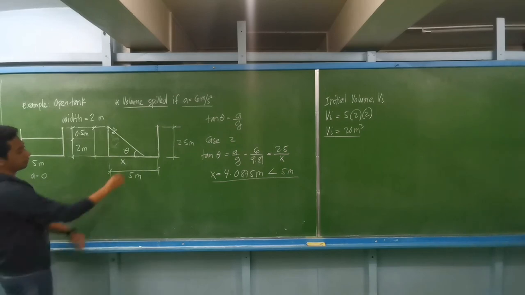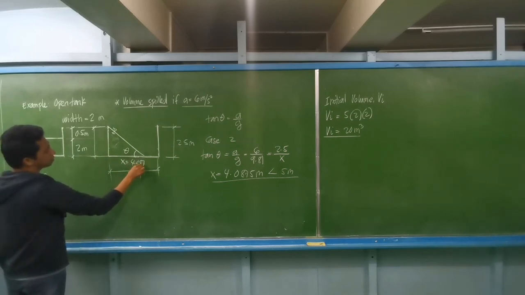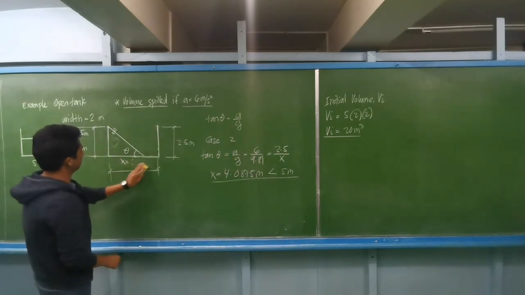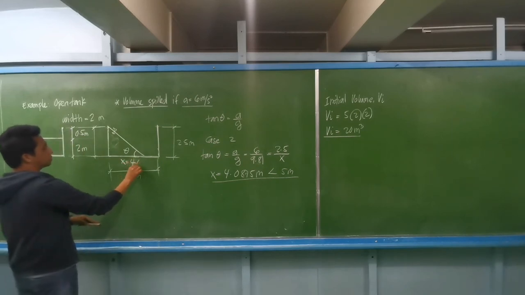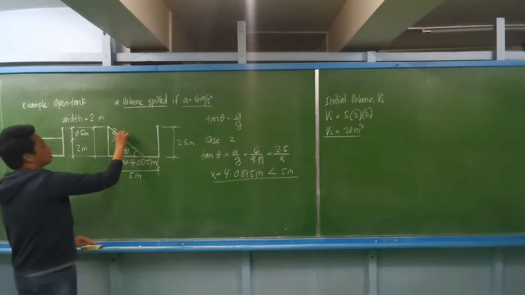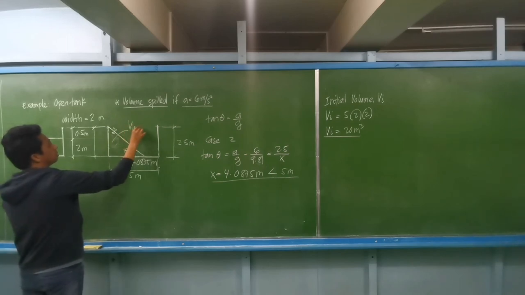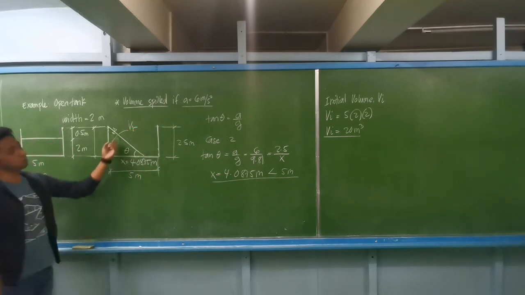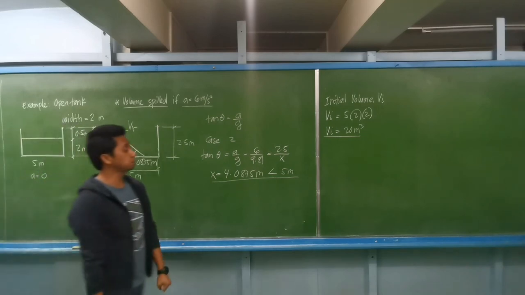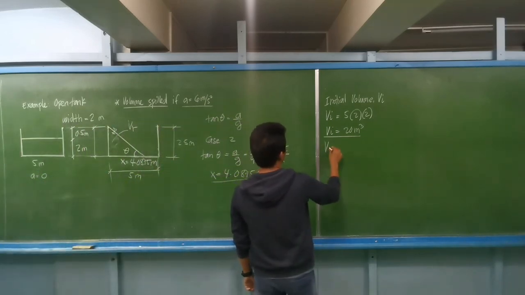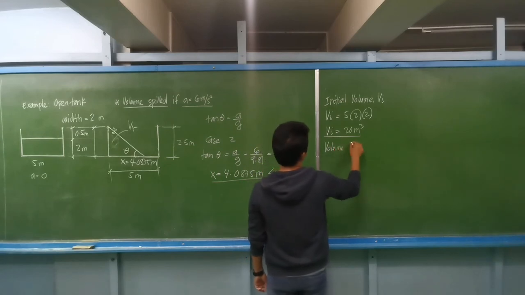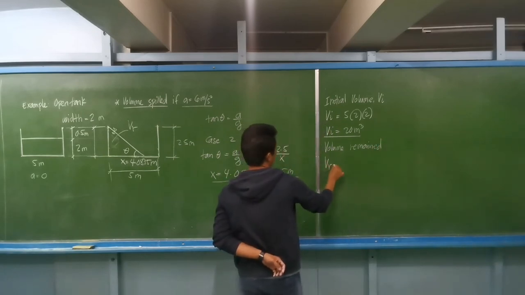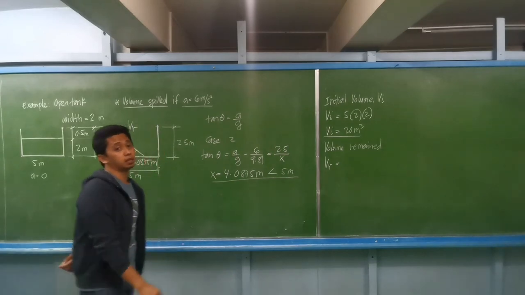Okay, then why did I compute for the value of x, this 4.0875 meters? This is for the volume of the remaining water. Let's say this is V sub R, the volume remaining at an acceleration of 6 meters per second squared. I have to compute for the volume of a triangular prism.